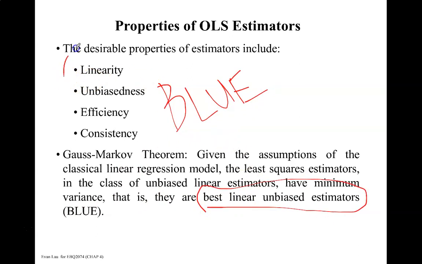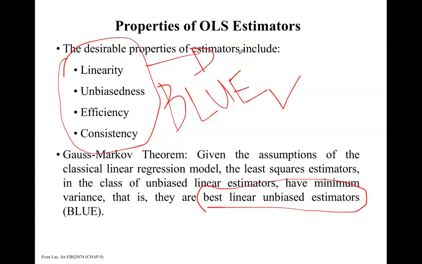And the BLUE properties have these four properties that should be fulfilled, so that we can conclude that the estimator, when I say estimator, means the estimation, the inferences that you do, statistical inferences. Best linear unbiased estimator has four elements inside there. They must be linear, unbiased, efficient, and consistent. What is this? We'll go through here one by one.